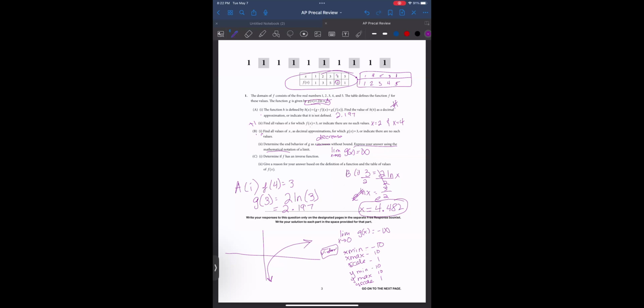All right, so looking back at this, is this a function?